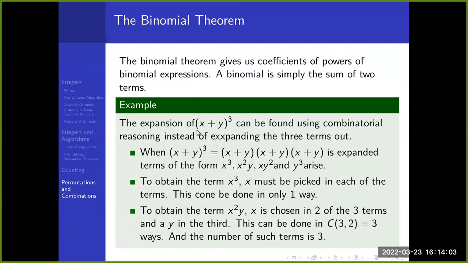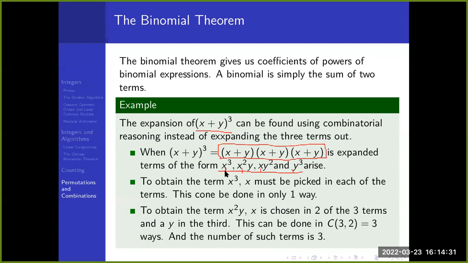So we want to expand x plus y cubed. One way you can do it is simply to expand this whole thing, multiply it out, and you will get your answer, right? The other way is to make the following observation. These are the only terms that will occur in that expansion. So to find the coefficients of each of these terms, simply count the number of ways that they occur, and that will give you the coefficients, right?